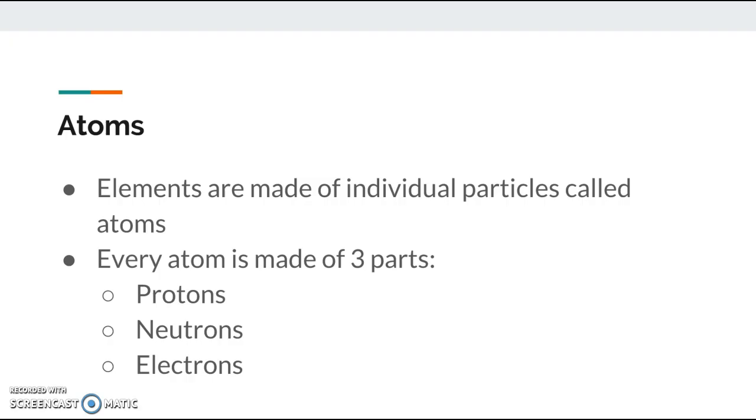Atoms are what elements are made of. So the elements on the periodic table all are made of atoms. So everything is made of atoms. And the atom is divided into three parts. It's protons, neutrons, and electrons. And we're going to go into each of those.